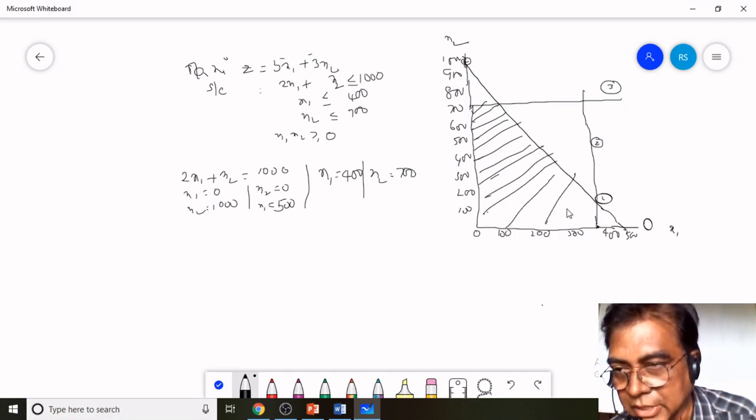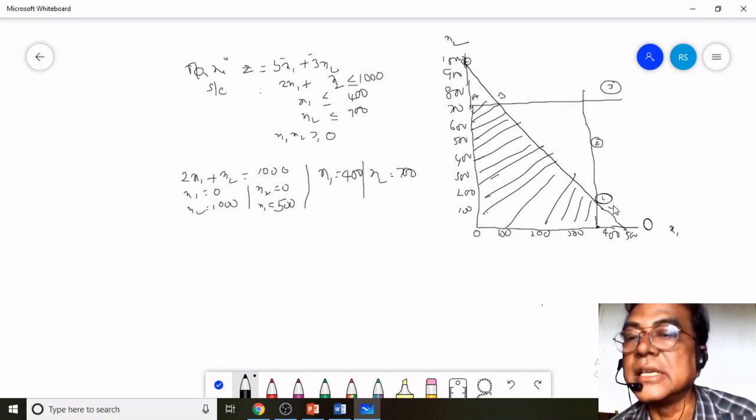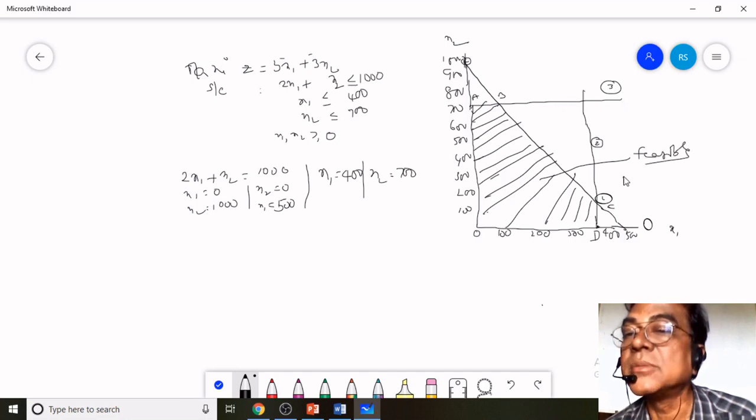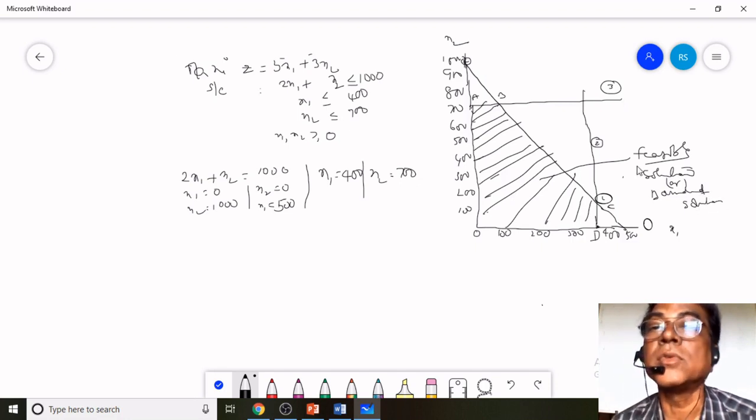So please draw this shaded part here and let the points be A, the intersecting point B, this point is C, and this point is D. So this region is called the feasible solution. This is also called a feasible solution or bounded solution. Bounded solution.